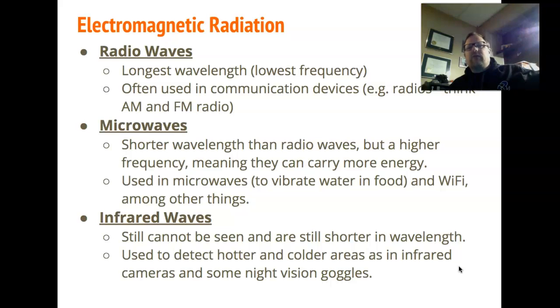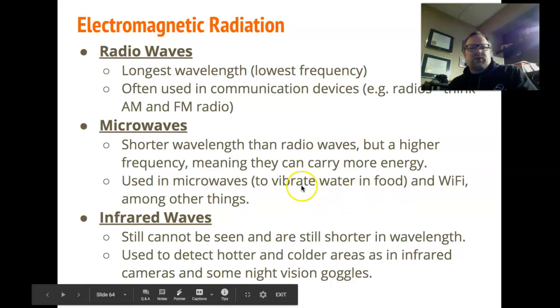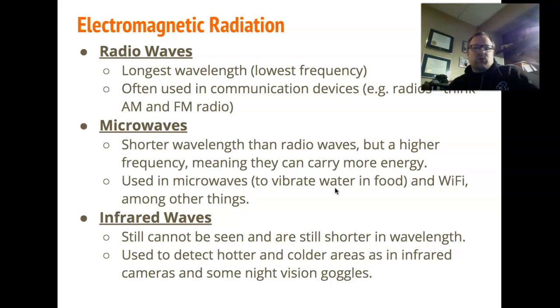Our microwave ovens that we have in our houses are actually emitting microwaves, and what they basically do is they vibrate water in food, and they get that water excited so much that it heats up. Now, that's one way we can use them, but I think what's really cool is Wi-Fi and cell signals and all of those kinds of things are also microwaves as well.